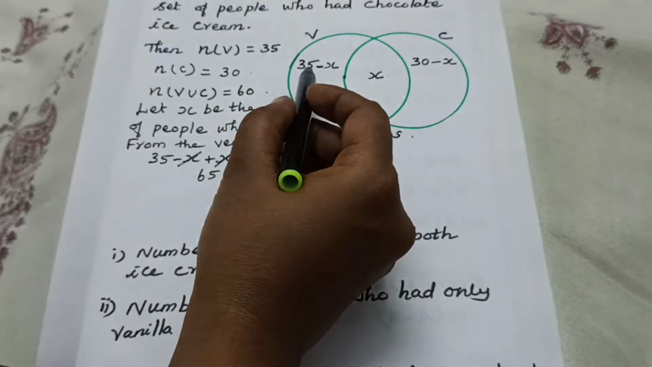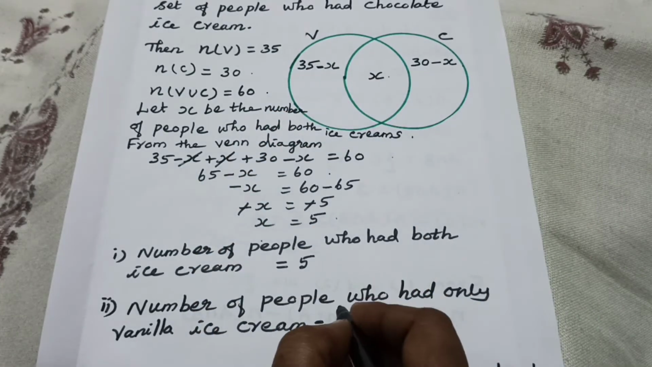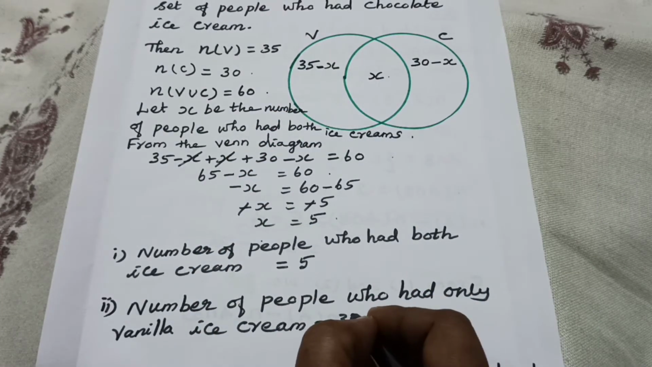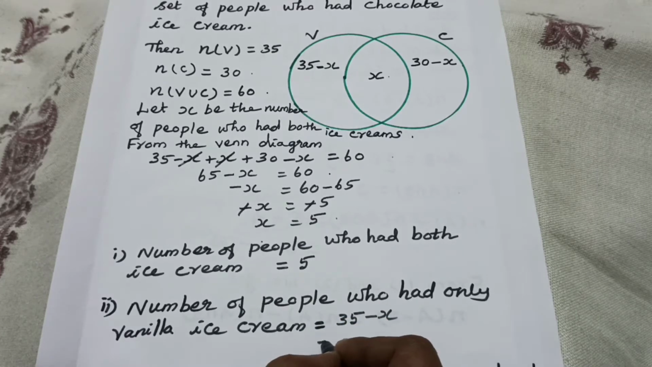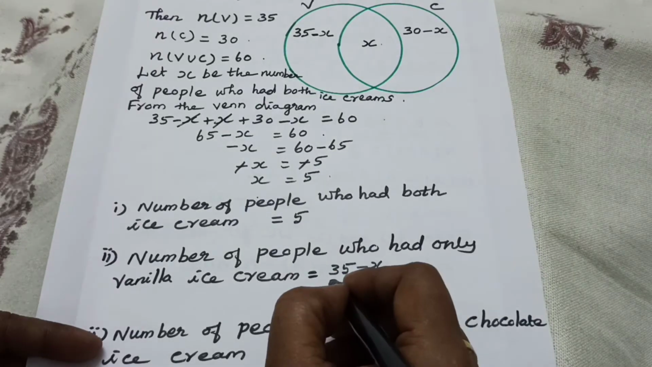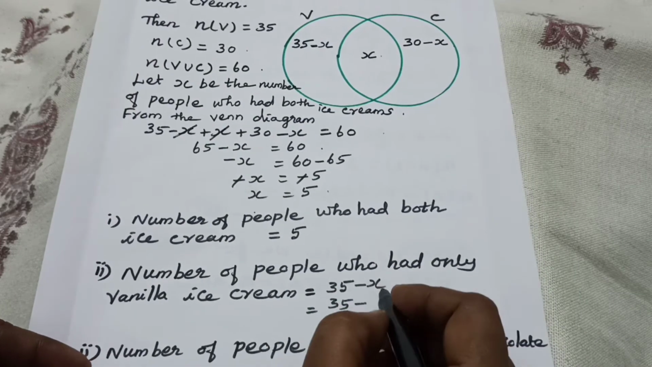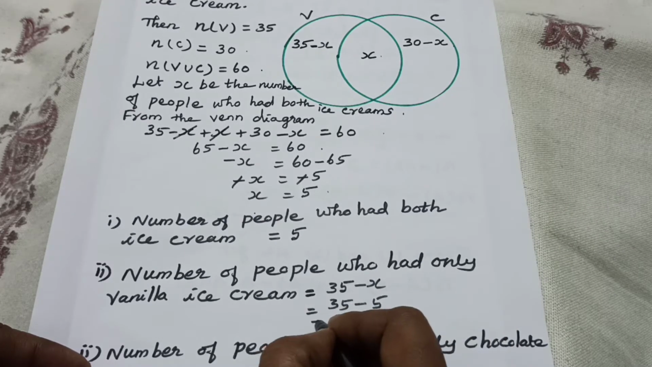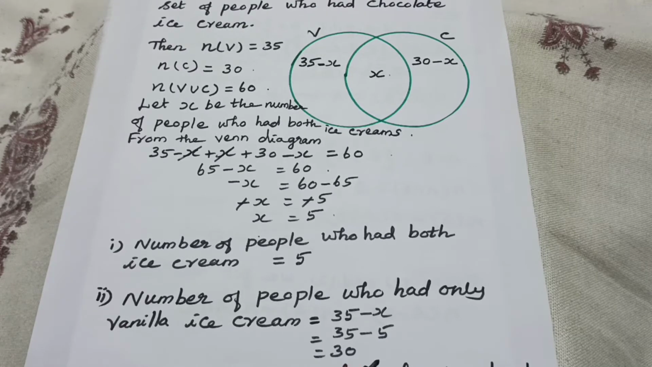Only vanilla ice cream is what? 35 minus x, isn't it? That means we have to write 35 minus x, and for x we have to write 5. Then 35 minus 5 is 30. Have you understood?